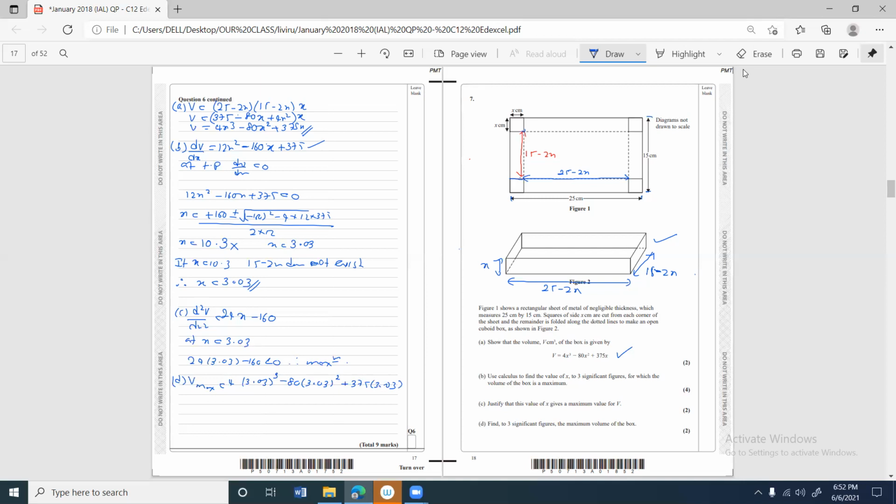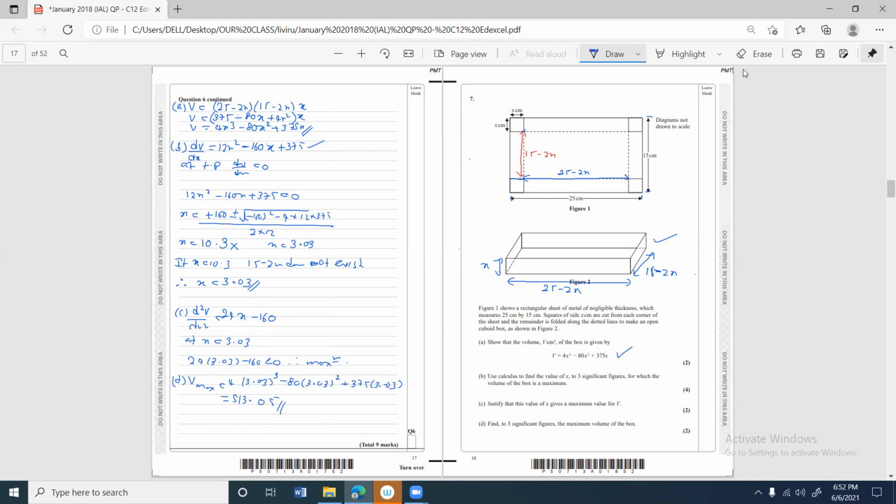So you can put in this answer: 4 times 3.03 cubed minus 80 times 3.03 squared plus 375 times 3.03, which turns out to be 513.05. That is the answer for that.